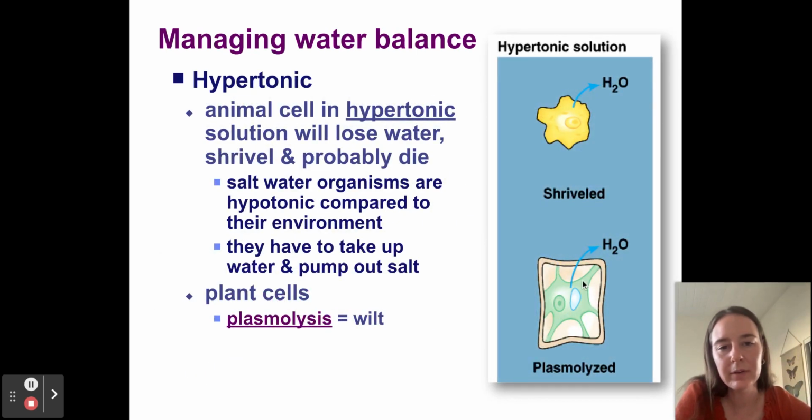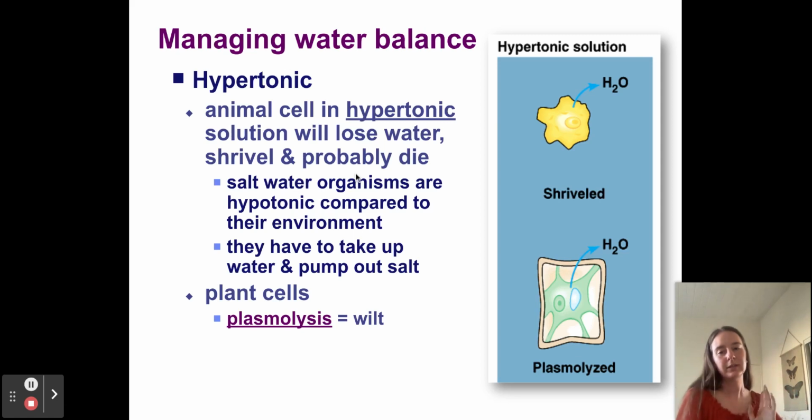And then hypertonic, remember, hypertonic means the solute concentration is higher compared to water on the outside. So if you put a cell in a hypertonic solution, there'd be more water inside the cell than out, so water would flow out of the cell and it would shrivel up and probably die.